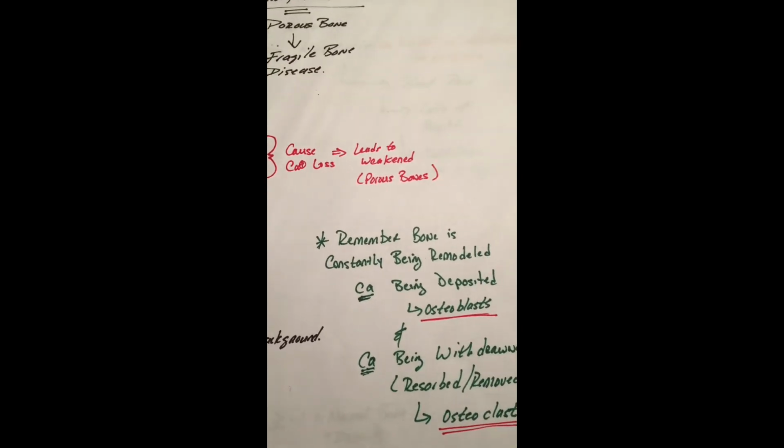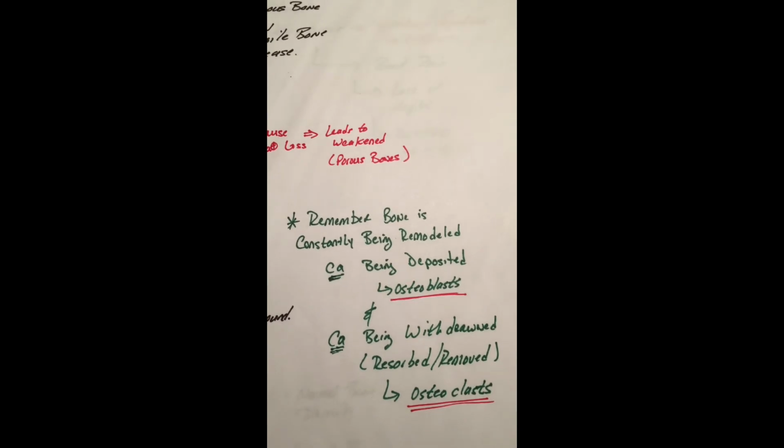Remember that in the bone you have a constant remodeling. You have calcium being deposited by osteoblasts, and then you have calcium being removed by osteoclasts. So osteoclasts are going to remove calcium from the bone. Now, if we have an excess amount of osteoclast activity, or an excess amount of calcium removal from bones, that will result in a weakening of bone structure, or osteoporosis.